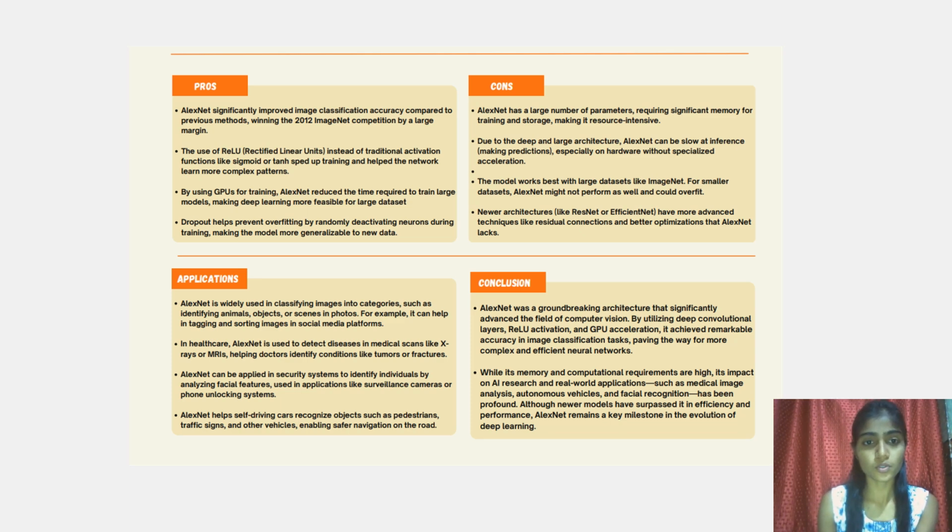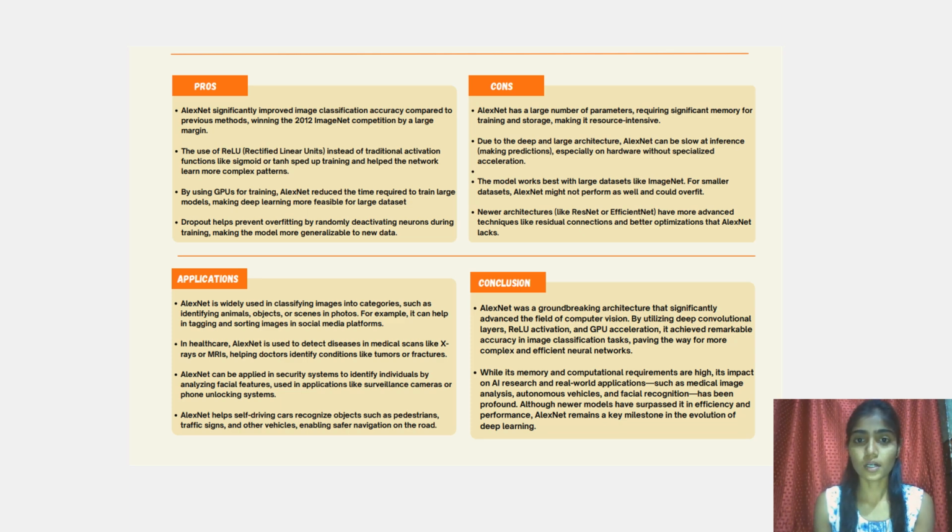By using GPUs for training, AlexNet reduced the time required to train large models, making deep learning more feasible for large datasets. Dropout helps prevent overfitting by randomly deactivating neurons during training.